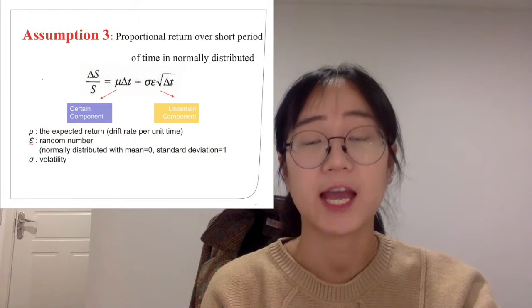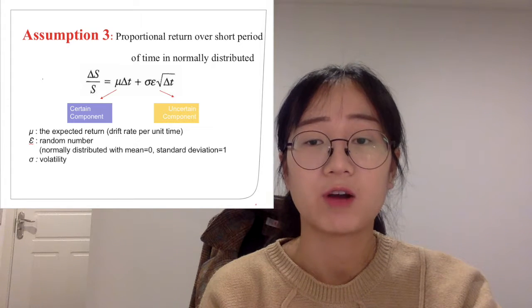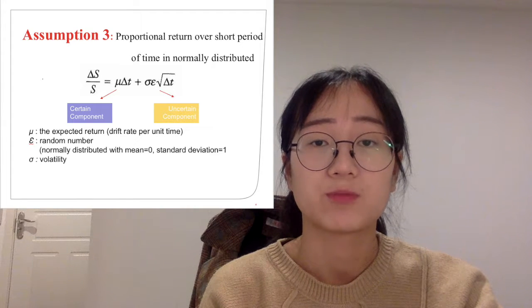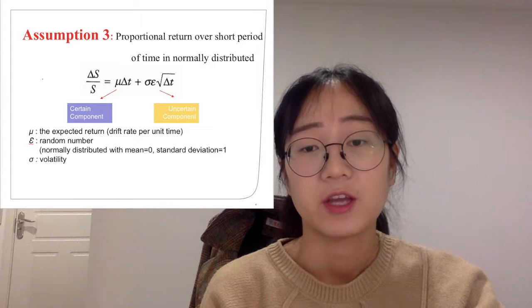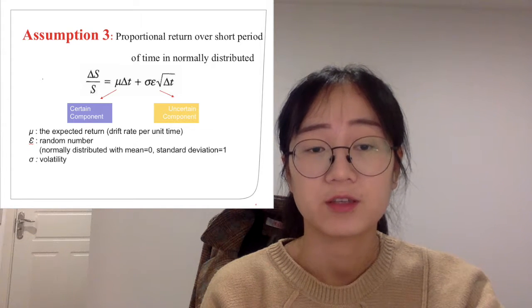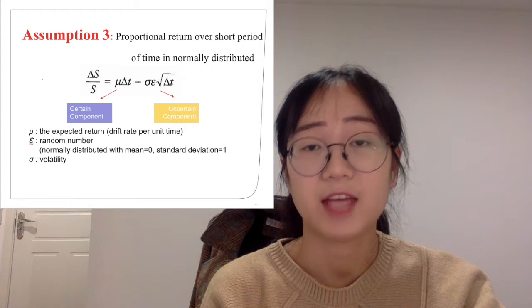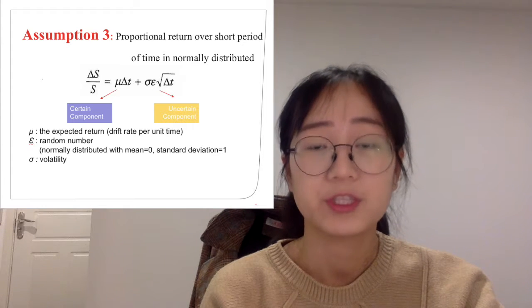Hello, I'm Meryl, and I will talk about the next three assumptions and how they apply to our project. The third assumption talks about the proportional return over a short period of time, and it is normally distributed. As you can see, the right part of the equation can be divided into certain and uncertain parts, but we will not use this formula as it can be diversified in the following assumption.